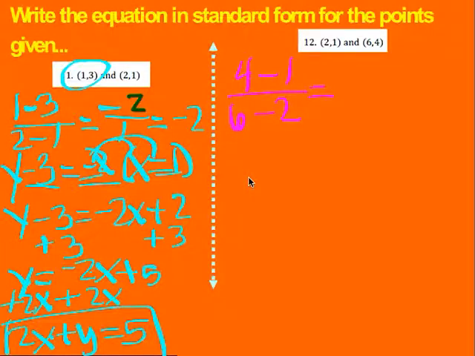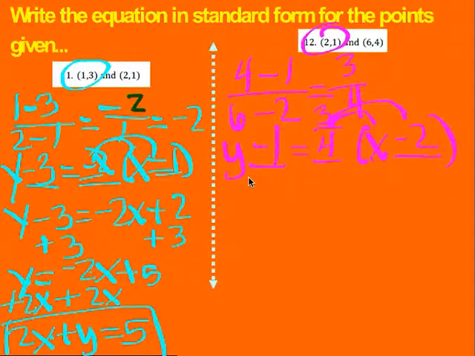So 4 minus 1 is going to give me 3. 6 minus 2 is going to give me 4. So here I ended up with a fraction, and that's okay. We can work with that. So my point slope form, I'm going to go ahead and get that set up. So my slope goes here, so that's going to be 3 over 4. And then, opposite of my y-coordinate, let's use this one right here. So this is going to become minus 1. And this one, I'm going to do minus 2.